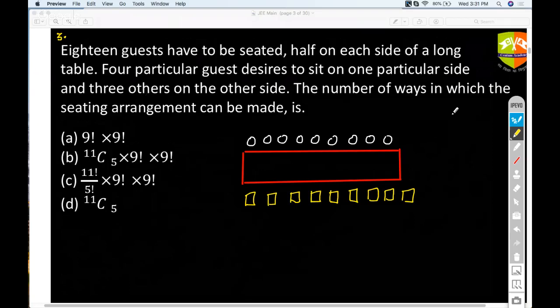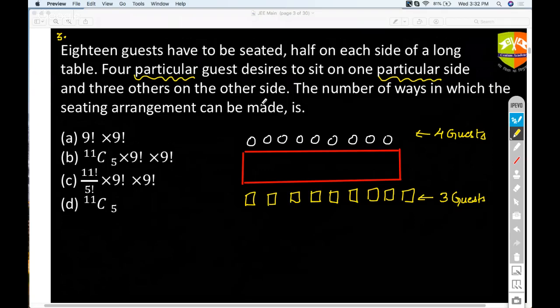So first of all, let's say the four particular guests want to sit on that side where you have round chairs. Okay. So let's say four guests want to sit on this side, and three particular guests want to sit on that side where you have square chairs. Now, you are not choosing them. They have already mentioned that there are some particular guests, and one particular side. So you are not choosing them because they have already been decided. Correct?